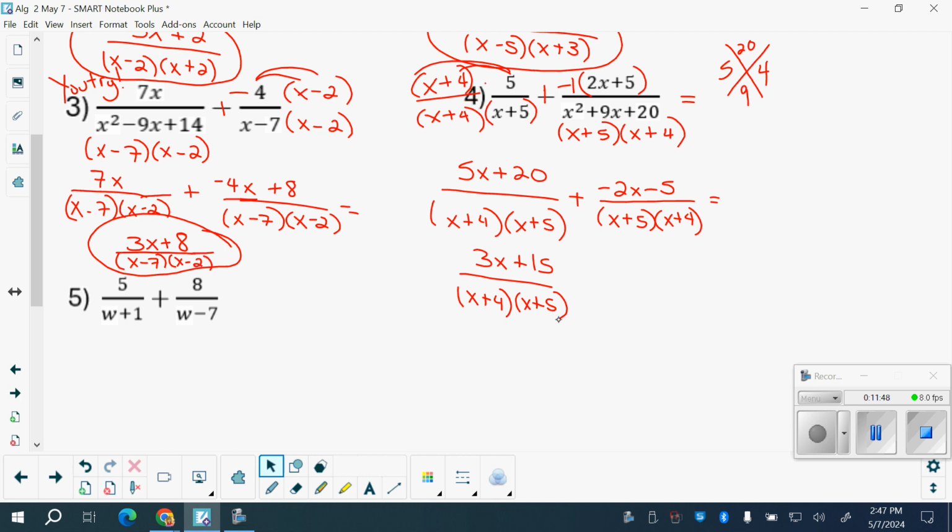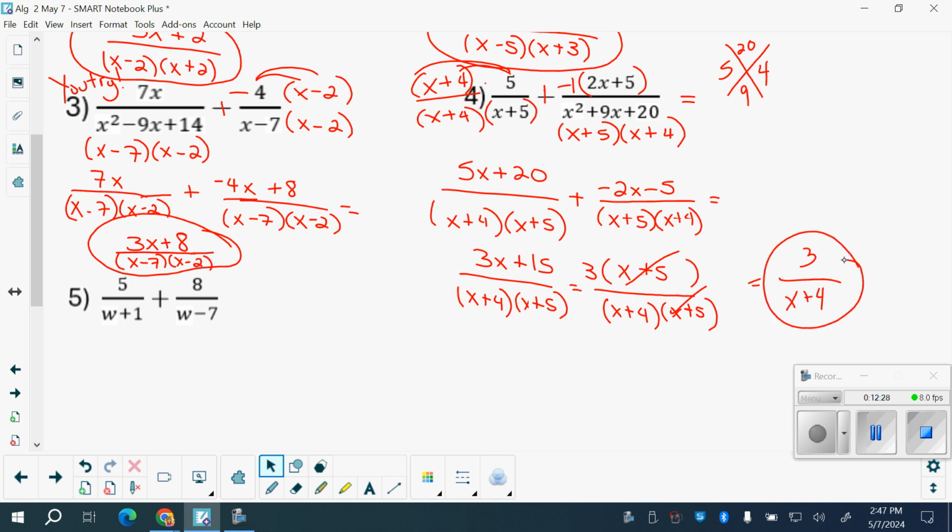Are we done? No, because we can factor the numerators. How can we factor the numerator? What goes into both 3 and 15? 3. So this is 3 times x plus 5. And then what can we cancel? Actually, what can we cancel here? Good. So we have 3 over x plus 4.